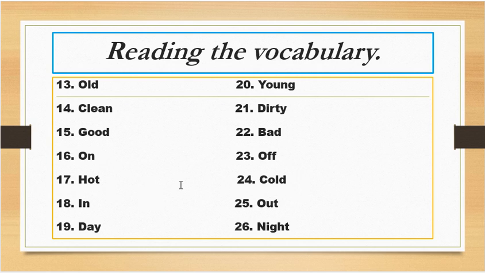Number 24, we have hot, the antonym is cold. The cold here, the antonym is hot. Don't forget. And next, 25, we have out, the antonym is in. And the last one, we have night.